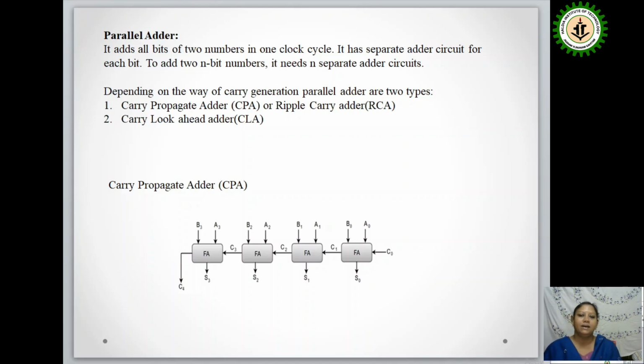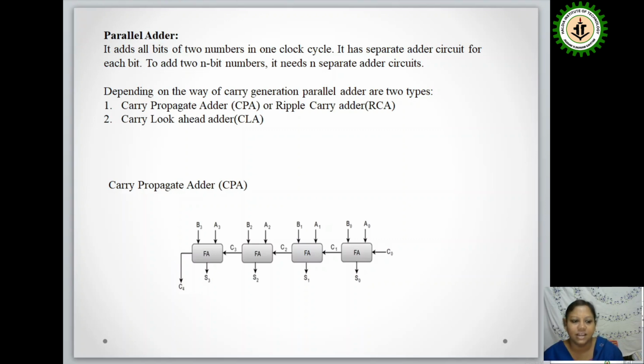So parallel adders are generally classified into two types: the carry propagate adder and the carry look ahead adder. Why are they classified this way? It is based on the carry generation in the parallel adder. One is the carry propagate adder, commonly known as CPA, or sometimes called the ripple carry adder or RCA. And the second one is the CLA, that is the carry look ahead adder.